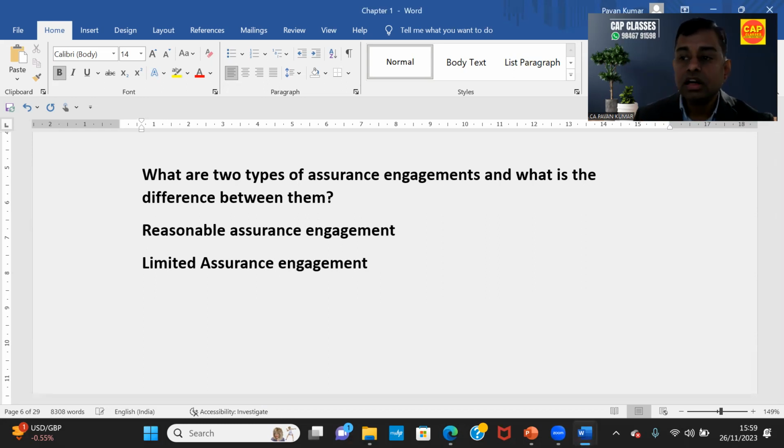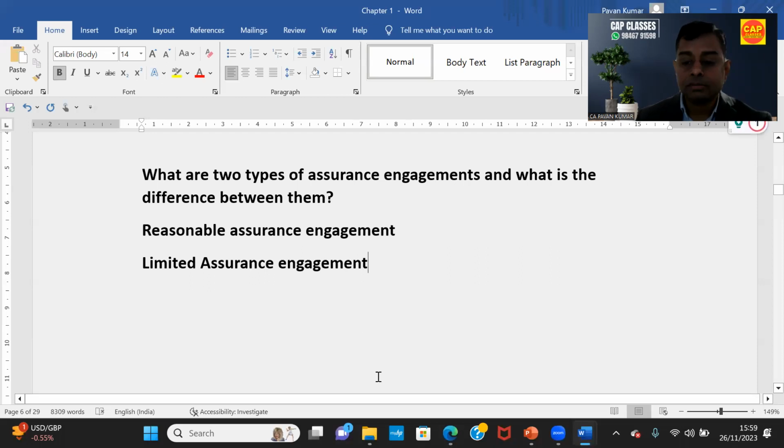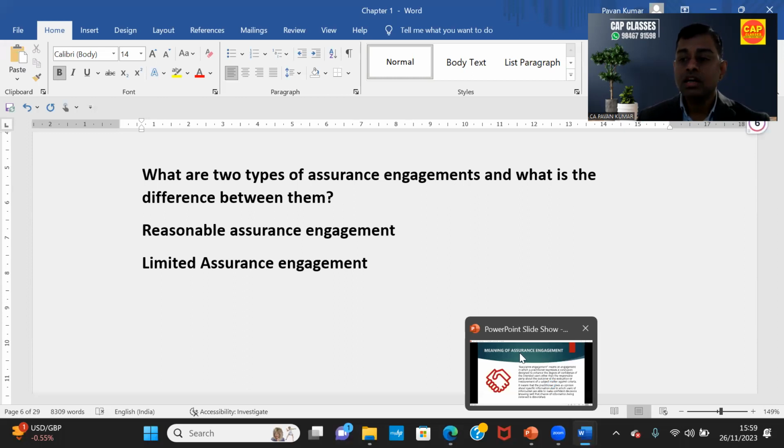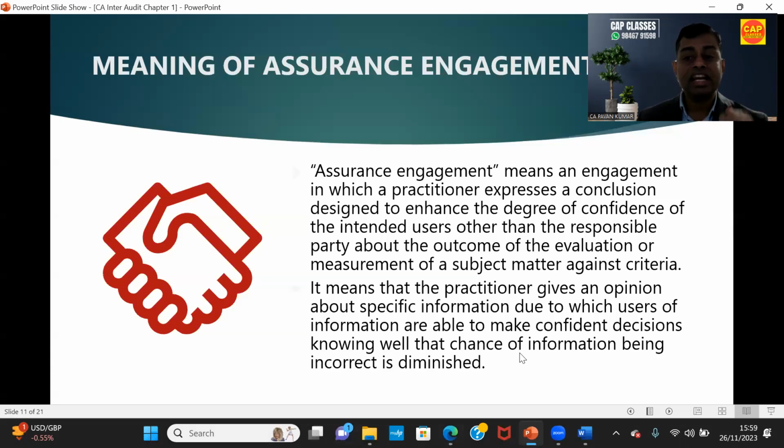So what is the difference between these two? Reasonable assurance engagement and limited assurance engagement. To understand, let us see this. Assurance engagements. The first one is risk is low. Okay, very good, correct. We'll discuss what it is. First, before that, let us understand this.